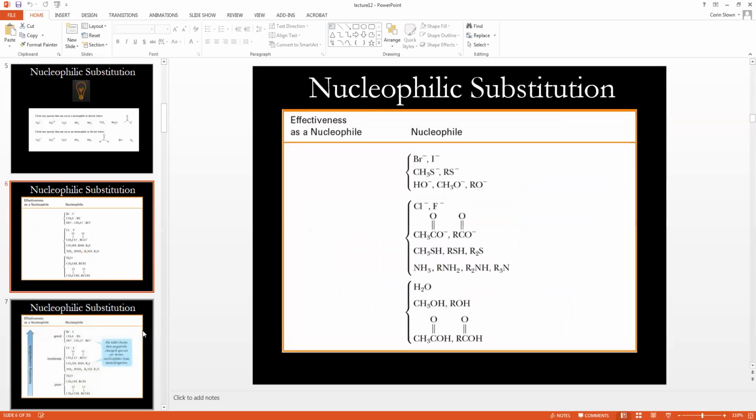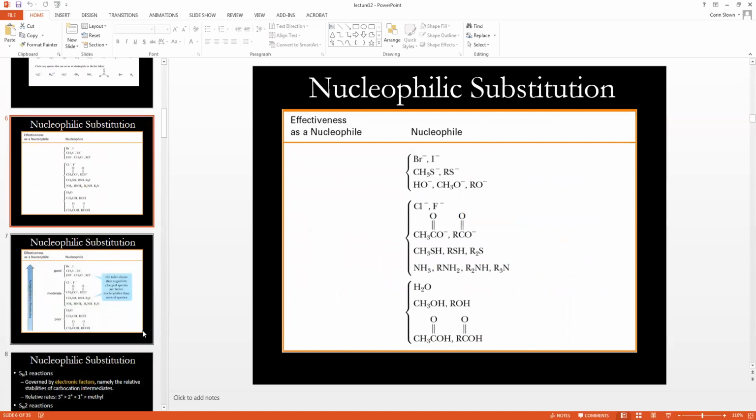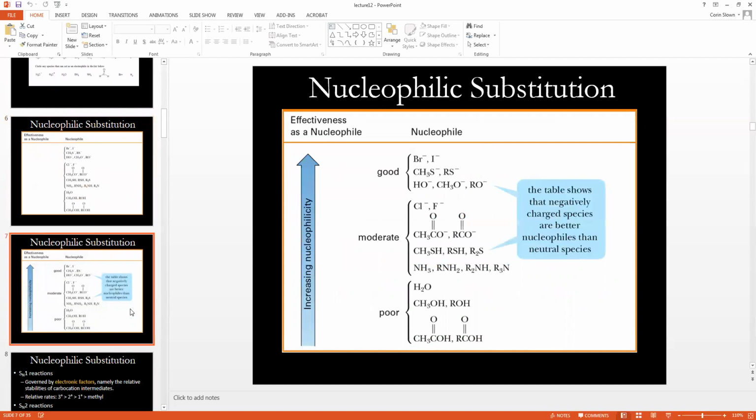When we think about nucleophilic substitution, one of the things we're concerned about is the effectiveness of a compound as a nucleophile. And so if we look here and we think about how we might classify these compounds, hopefully you're starting to think that anything like bromide or iodide would be a really great nucleophile, whereas anything that is not negatively charged is not going to be as good a nucleophile. So it's going to be a more moderate nucleophile. And then there are nucleophiles that are actually quite poor, like water or methanol or other types of alcohols.